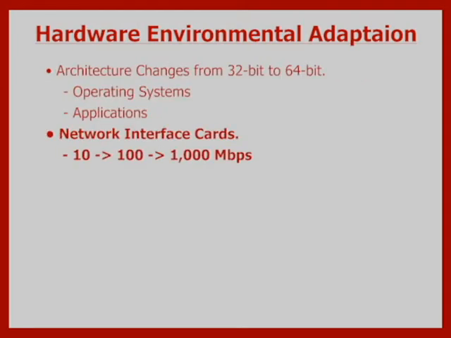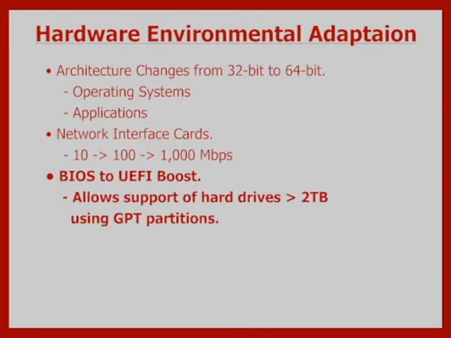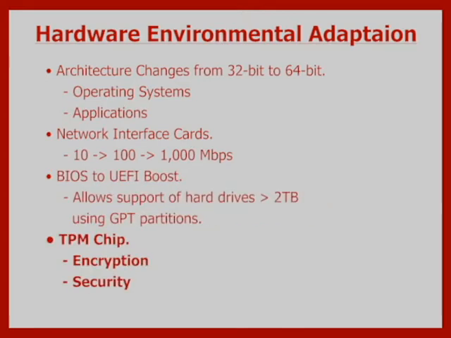Network interface cards as well: when they shifted from 10 to 100 to 1000 megabits per second speeds, protocols had to be revamped and software and drivers had to be rewritten to support the speeds that the hardware was promoting. BIOS to UEFI is another change that has happened over the last couple of years. That allows us to use hard drives of 2 terabytes or greater at the operating system level. Lastly, the TPM chip also arrived over the last decade or so. That gives us encryption and security at a hardware level. When that happened, software had to be rewritten to support such security measures.